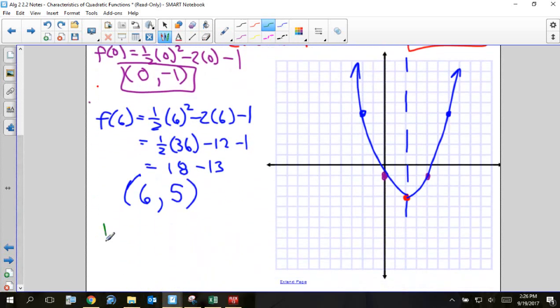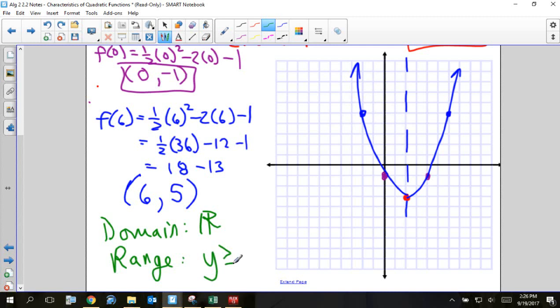Domain, remember that's the input values, that's the left to right. Where's this graph from left to right? All real numbers. Every single quadratic function is all real numbers for domain. Then my range, it does not go all the way down and all the way up. How low does it go? -3, and then it goes up from there. So we write y is greater than or equal to -3.